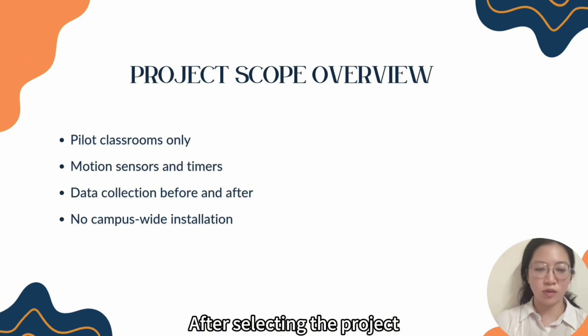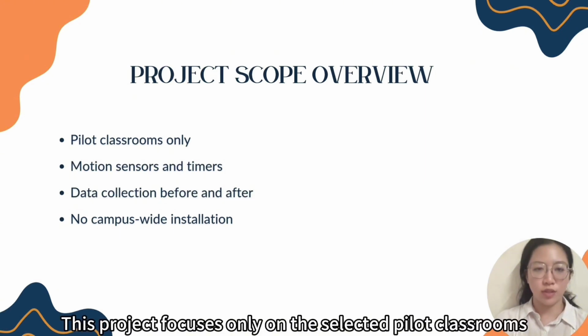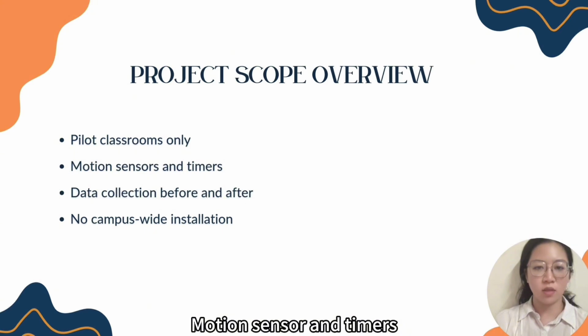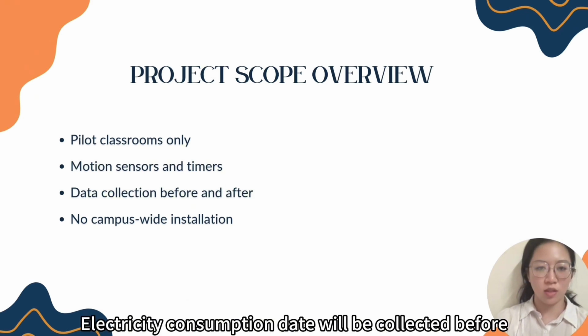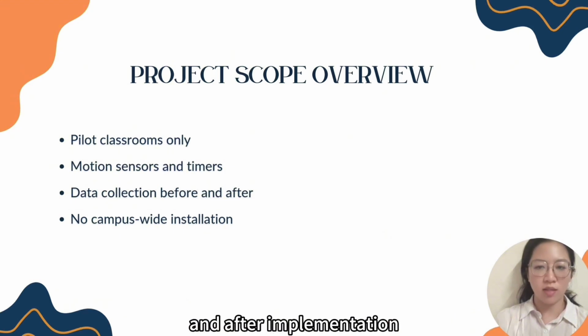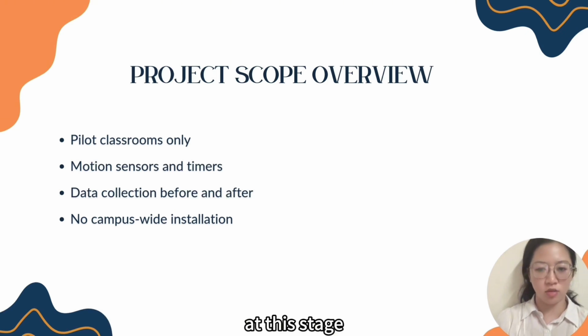After selecting the project, we clearly defined the project scope. This project focuses only on the selected pilot classrooms. Motion sensors and timers will be installed to control lights and air conditioners. Electricity consumption data will be collected before and after implementation. Large-scale campus installation is not included at this stage.